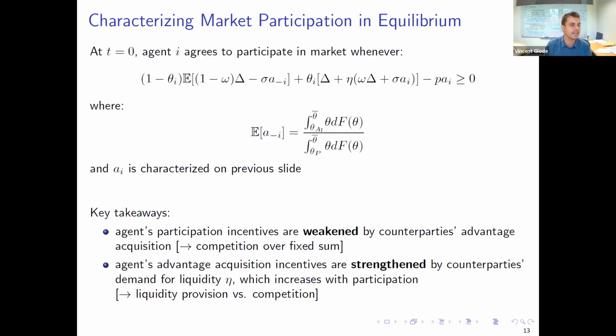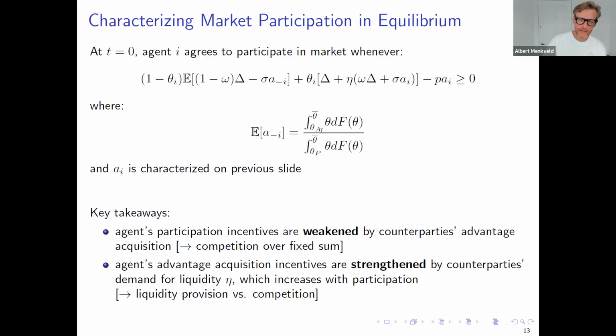Now, another feedback effect there is the fact that my decision to acquire the trading advantage will be strengthened by my counterparties' demand for liquidity, which increases with participation. So if I believe that everyone in this room will participate, and I'll have the opportunity to use my fast trading system or my superior data against a lot of them, it makes it more attractive for me to acquire these trading advantages. Albert.